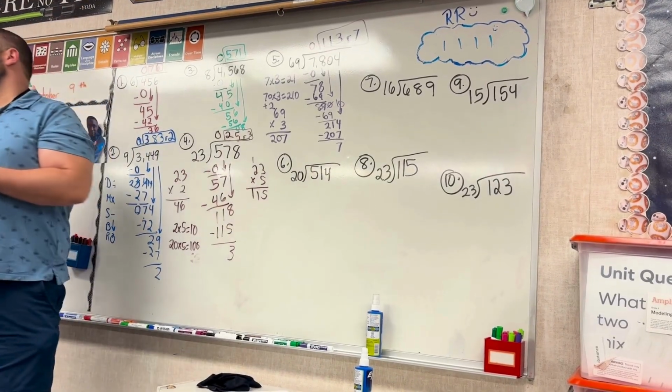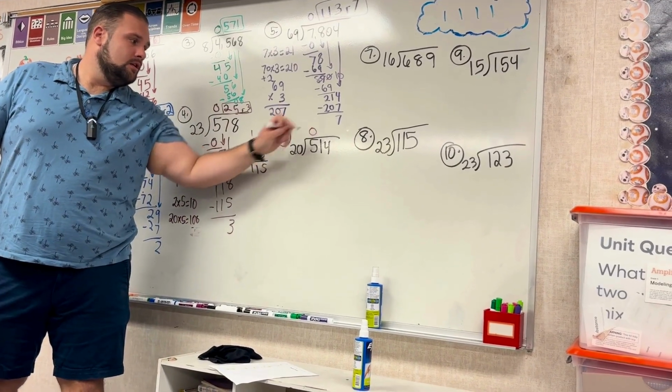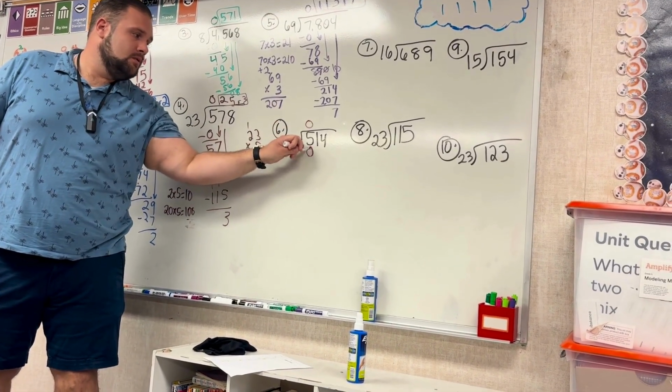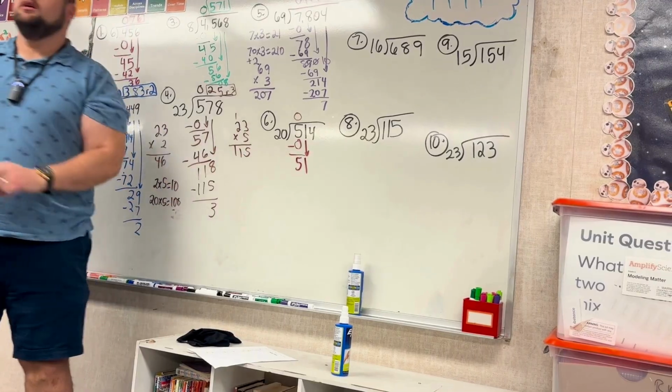20 doesn't go into 5. 5 is too small, right? So we're going to put a 0 above it. 20 times 0 is 0. When you subtract, you have the 5 still. And now you bring in that 1.